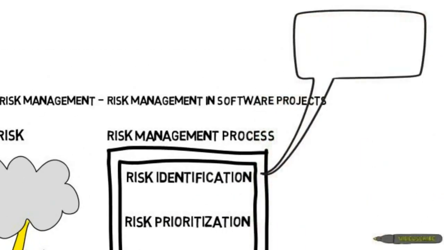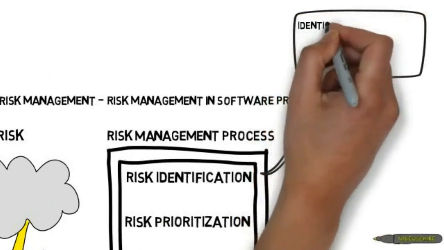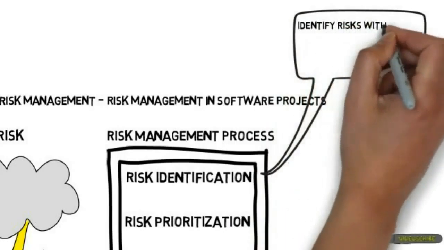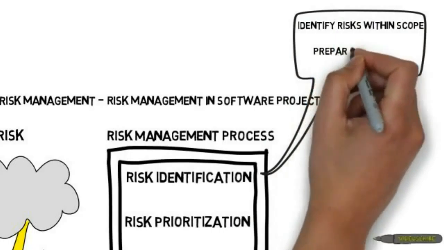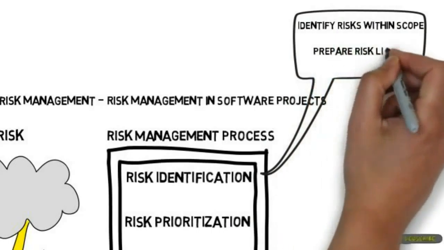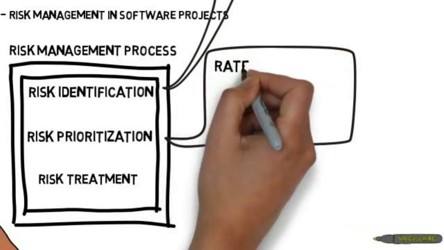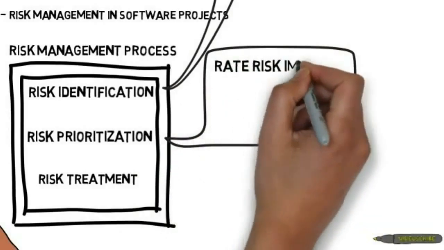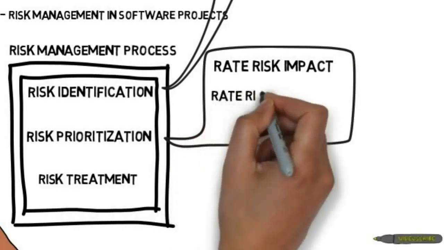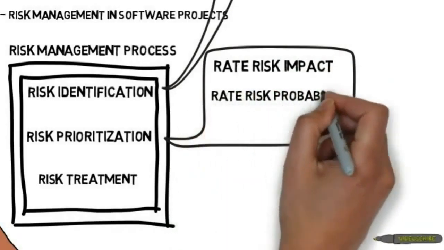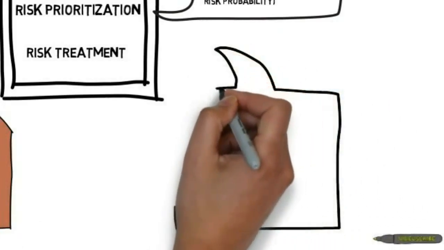In risk identification, risks are identified within the scope of the project. Risks can be identified using a number of resources like project objectives, risk lists of previous projects, etc. Next is risk prioritization. It is simple to prioritize a risk if the risk is understood correctly. There are two things, the risk impact and the risk probability. Next is the risk treatment.